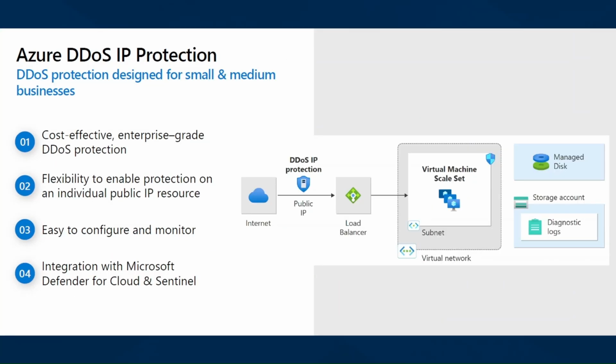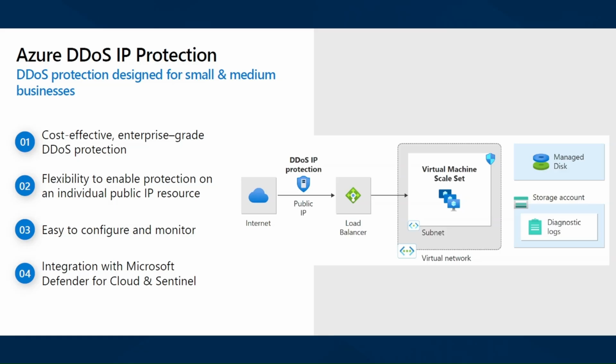The second option is DDoS IP protection. The first one is heavily recommended for all enterprise customers, and DDoS IP protection is for small and medium business customers who want cost-effective protection, because the first one has a huge cost involved. The DDoS IP protection is applicable to a specific public IP address. So it has the flexibility to enable protection on an individual public IP address, and you can enable it just for the applications or resources exposed to the public internet.